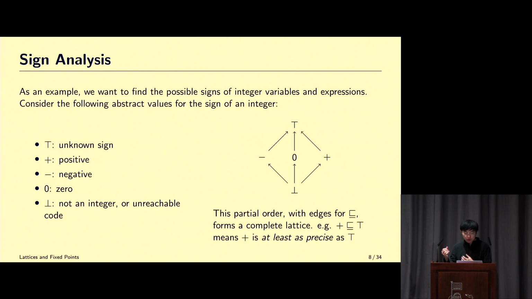In this example, we've defined our binary relation as: this thing is at least as precise as that thing. Knowing that something is a positive integer is at least as precise as not knowing anything about it, for instance. And you can see this is a complete lattice because everything has a common ancestor and a common descendant.